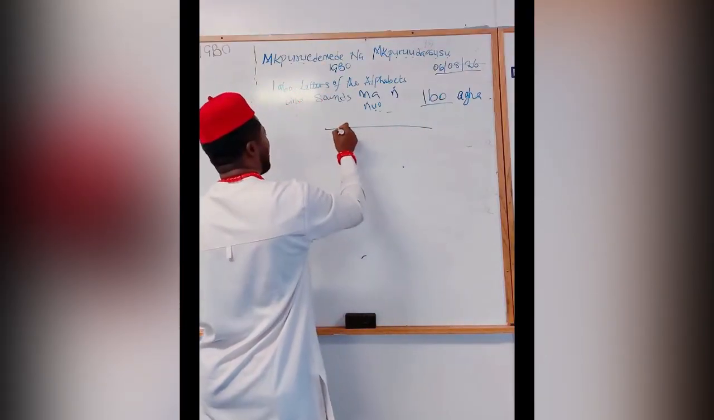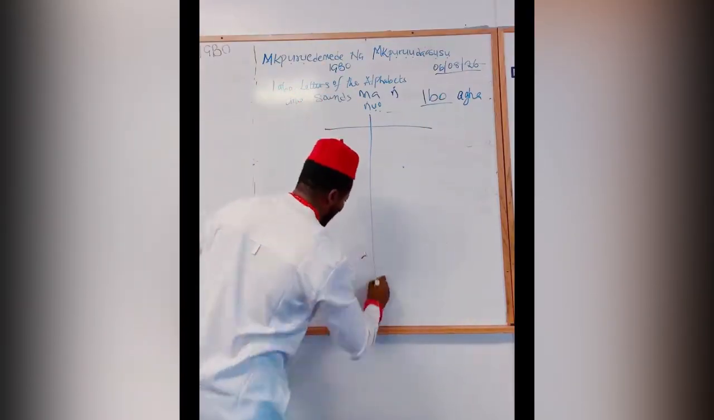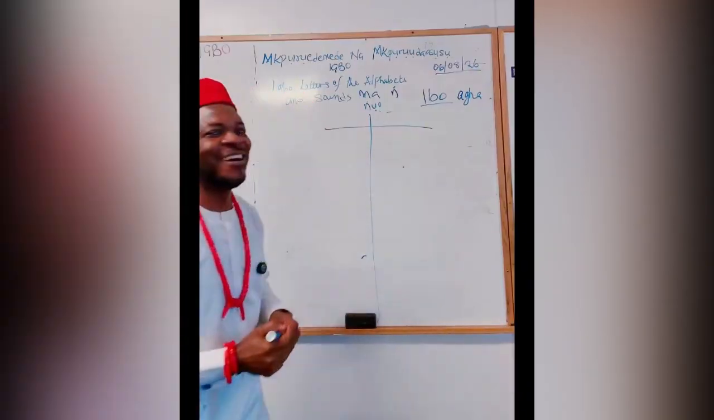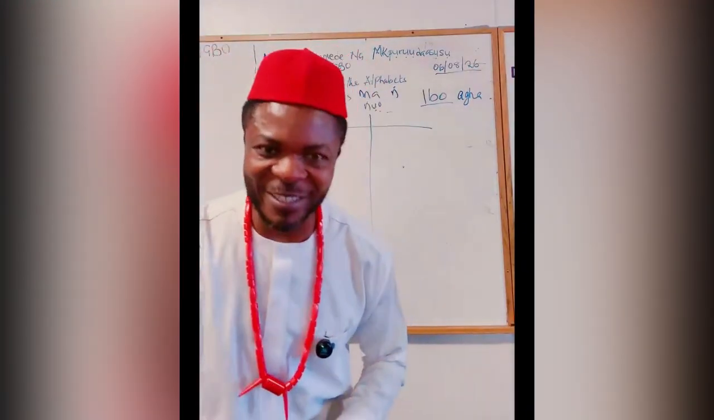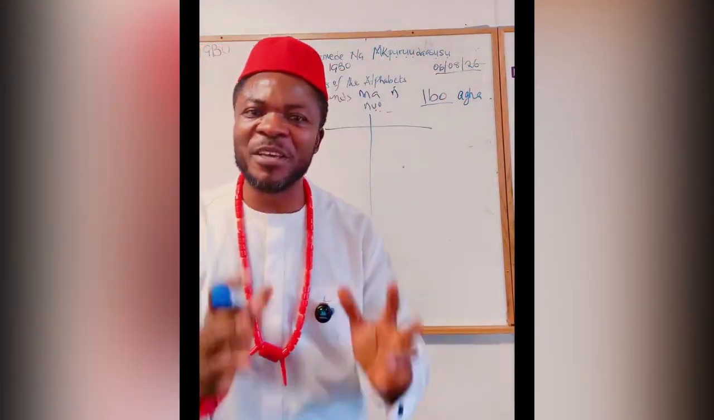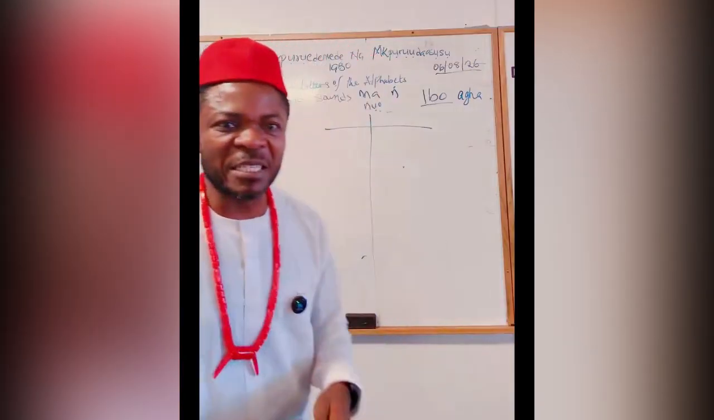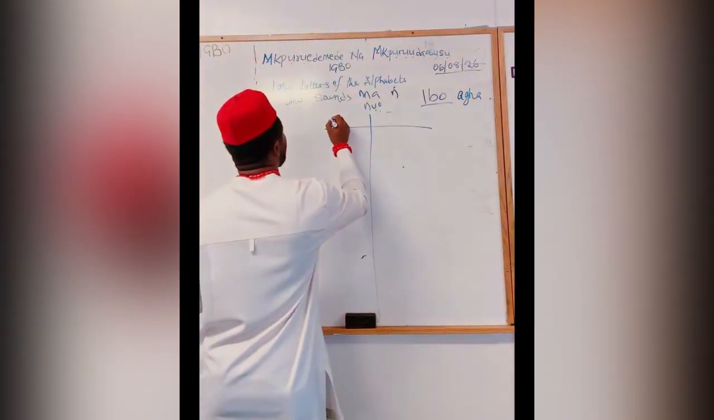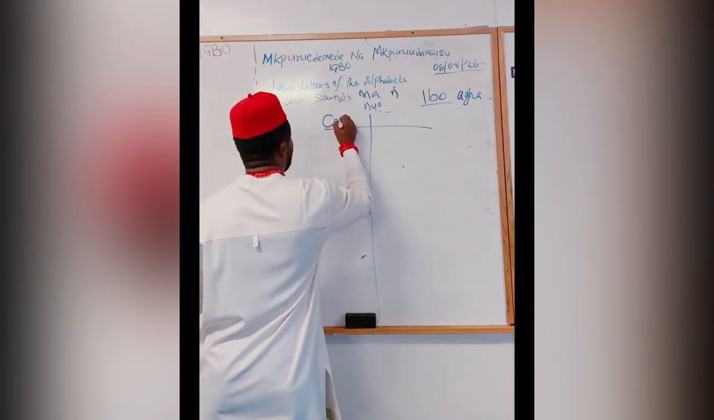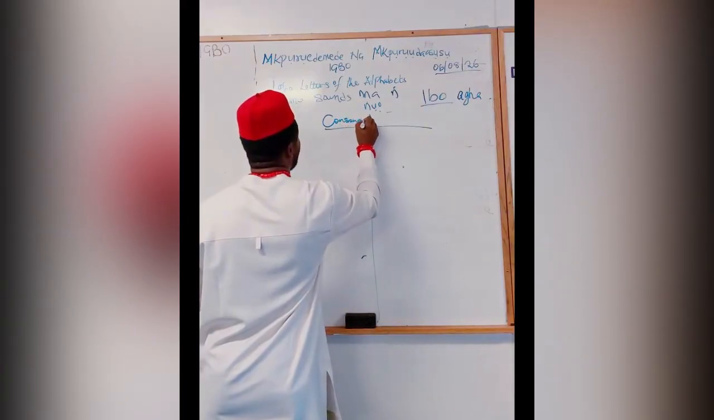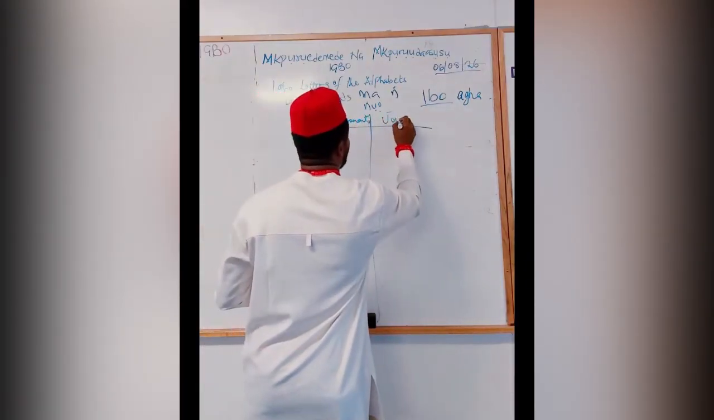Now, Igbo letters or Igbo orthography, Igbo letters and alphabets, okay, can be categorized according to consonants and vowels.